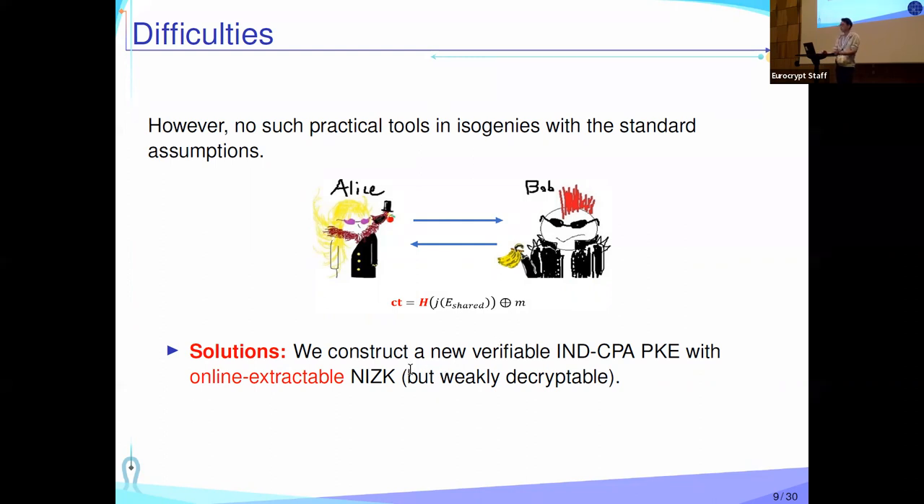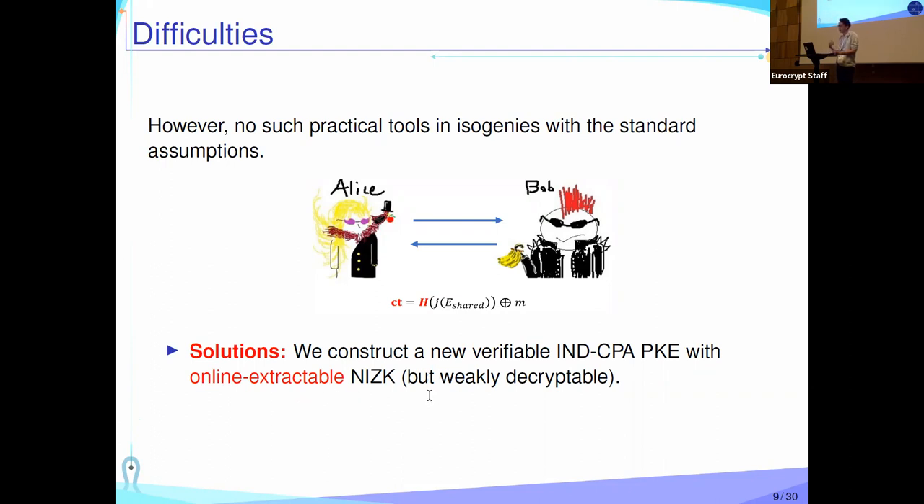So our solution is that we construct a new verifiable IND-CPA PKE with online extractability, which means that if you are given a proof, then by observing the random oracle, you can extract the secret witness from your proof.